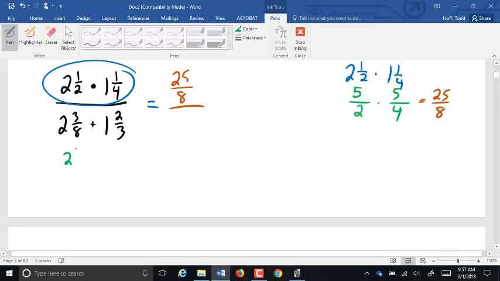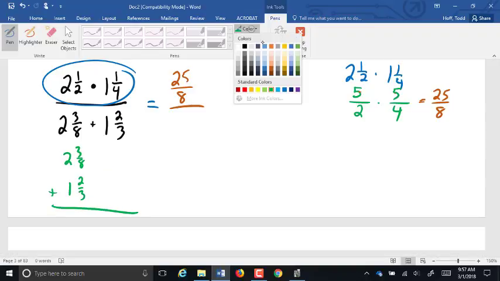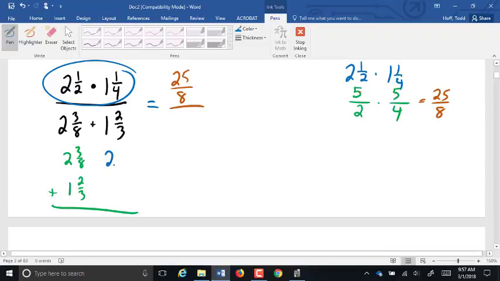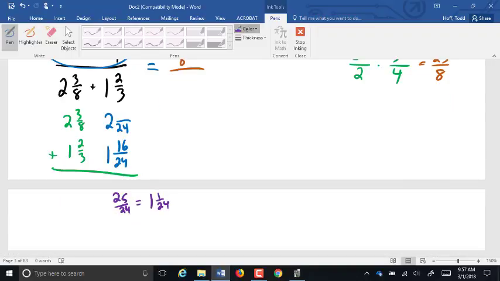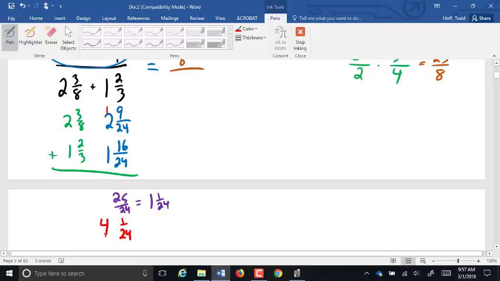So now I have the 2 3/8 plus 1 2/3. Common denominator is going to be 24. 3/8 becomes 9 24ths, and 2/3 becomes 16. That adds to become 25 24ths, which of course is 1 1/24. So we will keep the 1/24, carry the 1, which gives us 4.